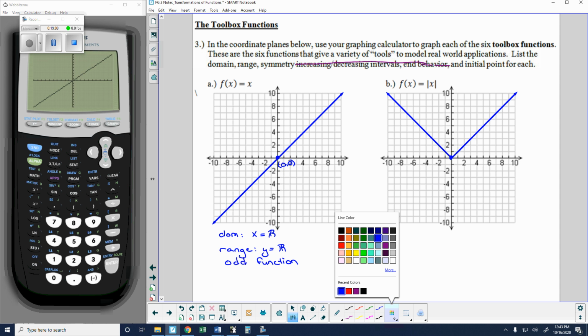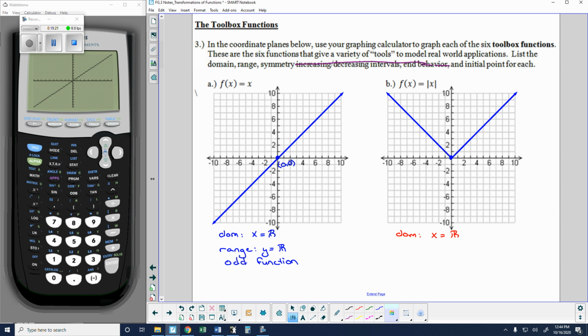Let's take a look at the second function. This is an absolute value. So we've looked at absolute value equations. Now we have a graph of an absolute value. The domain for this function is also all real numbers. Stretches to the left forever, stretches to the right forever. The range, however, is different. We may notice that this never gets below the x-axis. So the range is all numbers for y that are greater than or equal to 0.